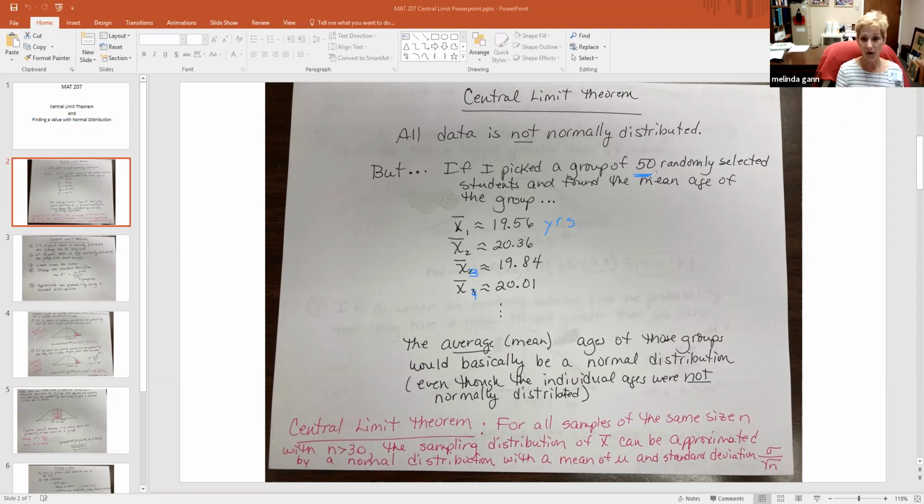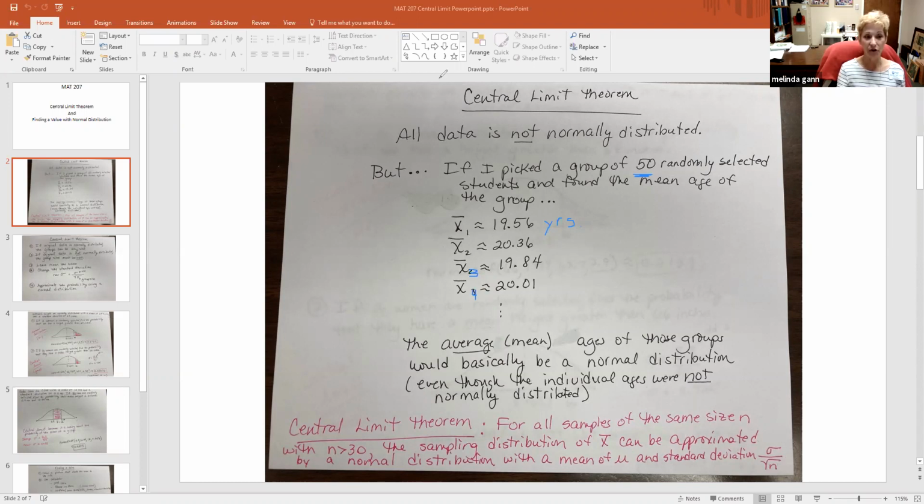So I've got to keep grabbing samples of the same size, and the sample size needs to be bigger than 30. All right. The sampling distribution of the mean can be approximated by a normal distribution with a mean of mu and a standard deviation of sigma divided by the square root of n. Now, what is that saying? Okay, here's kind of what it's saying.